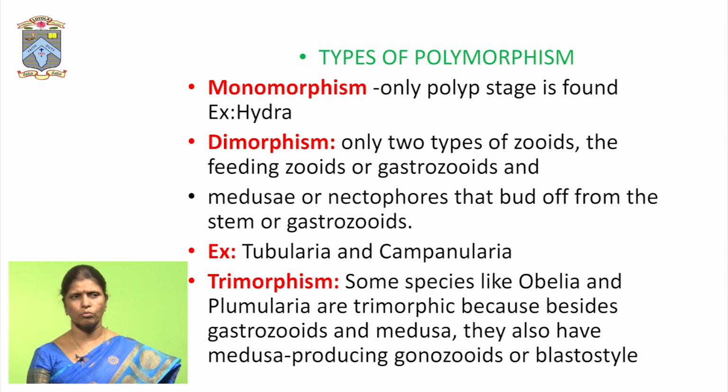Usually this goes by a budding mechanism. These nectophores are produced from the polyp forms only. We can see this dimorphism in the animals Tubularia and Campanularia. And third is trimorphism. Tri means three, and morphism means existence of forms. If the individual exists in three different forms, like in Obelia and Plumularia, three forms we can observe.